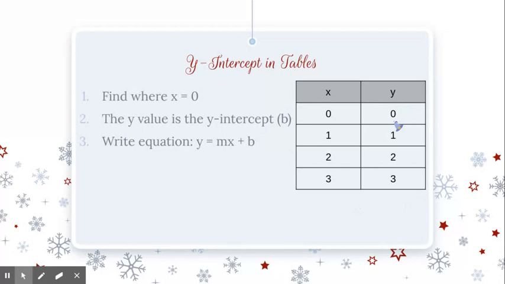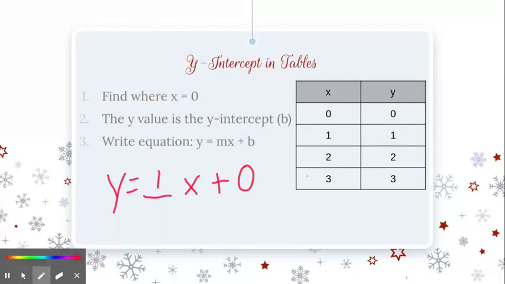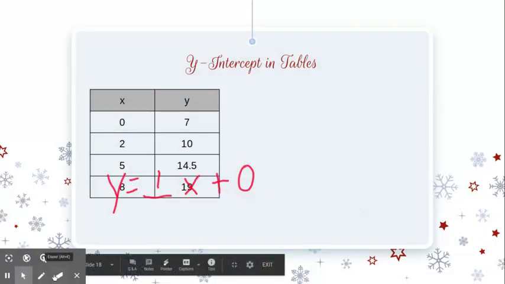So if I write it in an equation, I'm going to have y equals whatever m is, x plus, and because the y is 0 where x is 0, I'm going to put 0. Okay, and then we can find the slope. The slope on this one ends up being 1. So find the slope just like we did. But that's all you got to do. Find where x is 0, and the y value is going to be your y-intercept.